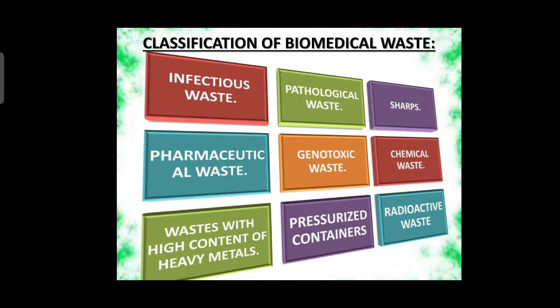Next is the classification of biomedical waste. There are a total of 9 categories. The first one is infectious waste, then pathological waste, sharp waste, pharmaceutical waste, genotoxic waste, chemical waste, waste with high content of heavy metals, pressurized container and radioactive waste. So these are the types of biomedical waste. Now we are going to see them in detail one by one.